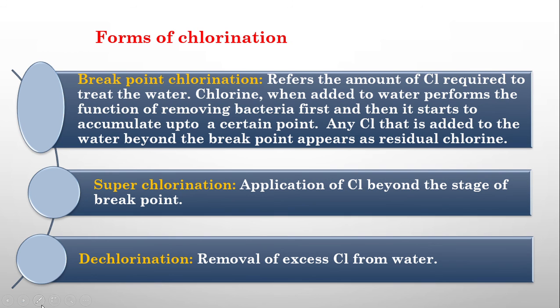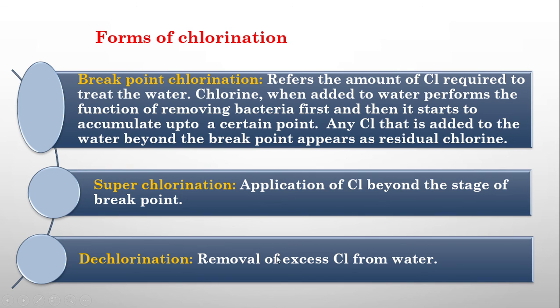These are just terms. Breakpoint chlorination is there. When we are applying chlorine, we have to know the particular quantity to be applied. If we don't know the quantity, then we will apply chlorine as we wish. The chlorine we are applying first will kill the bacteria. When it kills all the bacteria, then it starts to deposit as residue. That particular point is known as break point chlorination. So we have to apply a sufficient amount of chlorine. Superchlorination means we are giving excess amount of chlorine than the break point.